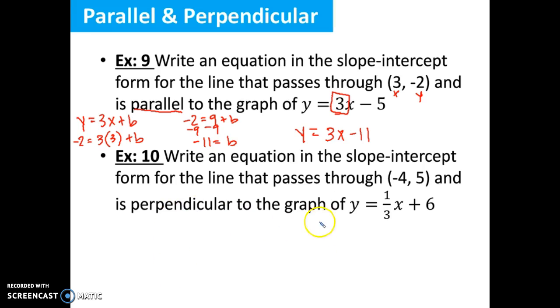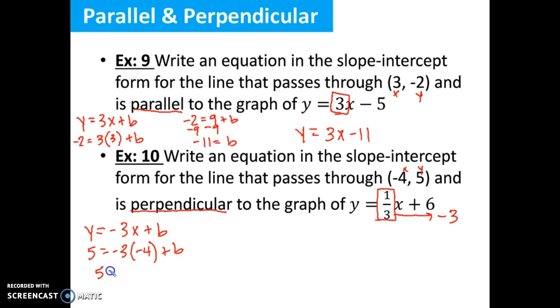Then for example 10, I want to write the equation that's perpendicular to this graph with a slope of 1/3 and goes through negative 4, 5. So the opposite reciprocal of positive 1/3 is going to be a negative 3 over 1, or just a negative 3. So I have y equals negative 3x plus b. Then I've got x and y here to plug in, so 5 equals negative 3 times negative 4 plus b. Then negative 3 times negative 4 is positive 12. Subtract 12, so we get b equals negative 7. So then my equation is y equals negative 3x minus 7.